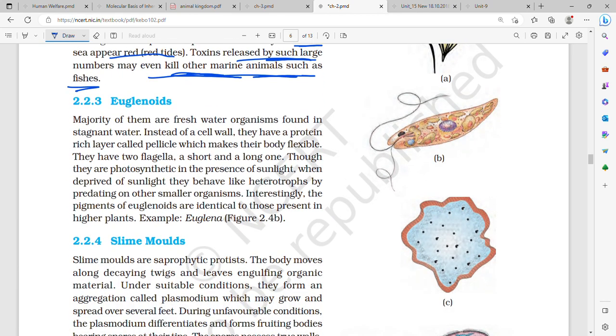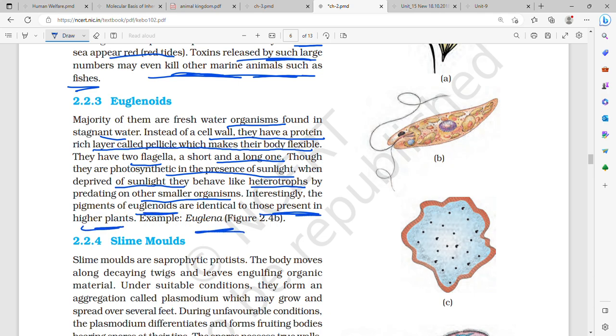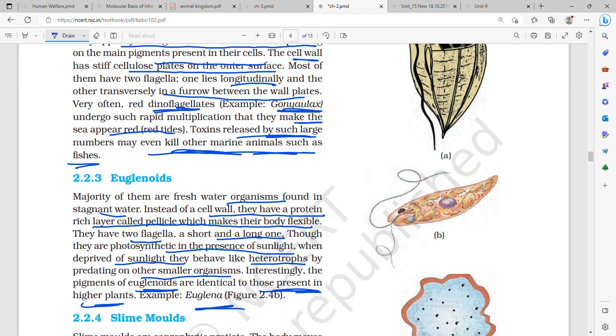The euglenoids. Euglenoids are freshwater organisms. They are found in stagnant water. Instead of a cell wall, they have a protein-rich layer called the pellicle, which makes their body flexible. They have two flagella. One is short, another one is long. Though they are photosynthetic in the presence of sunlight, when unfavorable condition arises and they are deprived of sunlight, they behave like heterotrophs. They are preying on other small organisms. Interestingly, the pigments of euglenoids are identical to those which are present in higher plants. Example is Euglena.